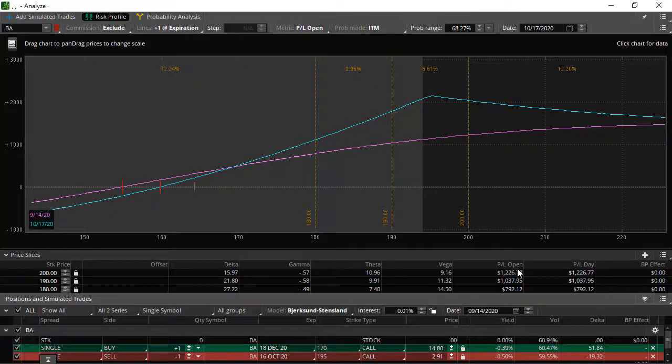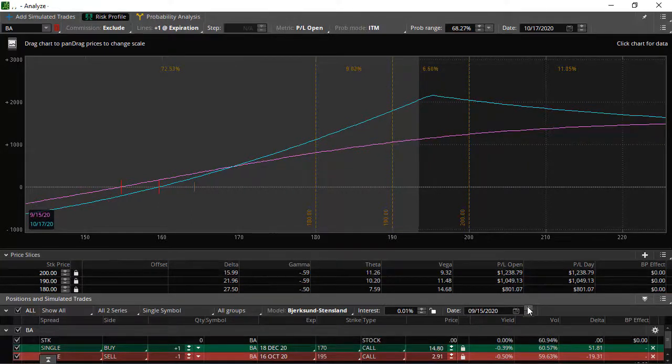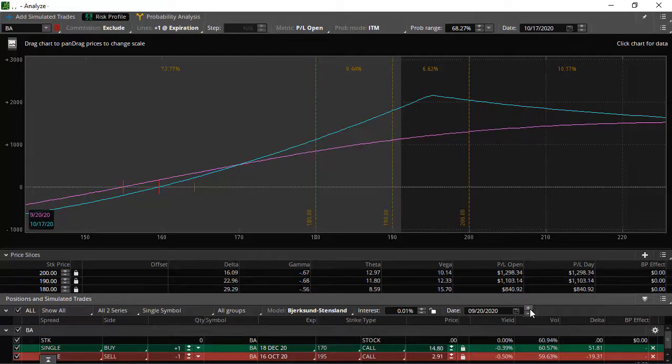Say 200, and it did it today. You have this on, this trade, 1480, 291 sold against it. Let's just say it got 200. I'm going to adjust the dates here. So tomorrow, if it does that, you made 1,200. So let's see what happens as we go forward.